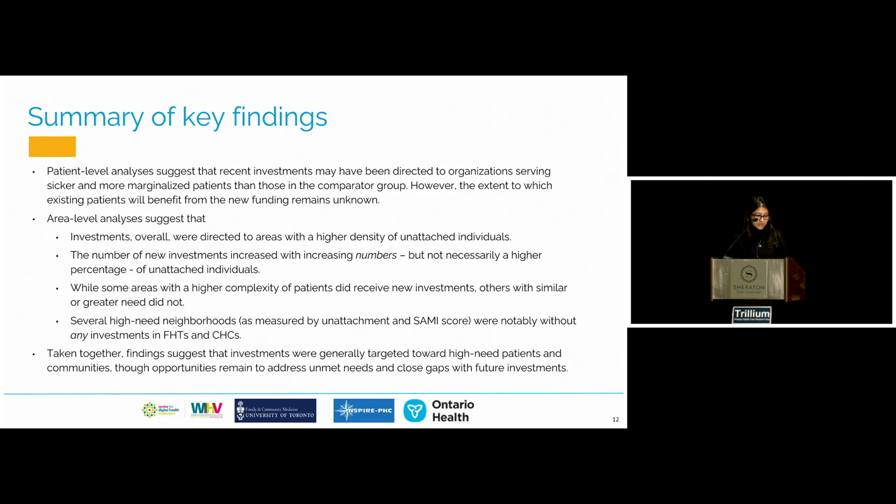Our next steps include evaluating the impact of these investments on quality of care and outcomes for both new and existing patients. We also did not examine how the investments are being used within the organizations, who was hired, which health professionals were hired, and whether they will serve the needs of the community, but that's an area that requires further work. And aside from need, there are obviously several other organizational level factors like readiness to implement that will impact funding decisions.